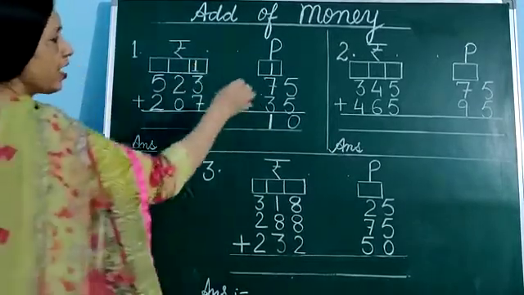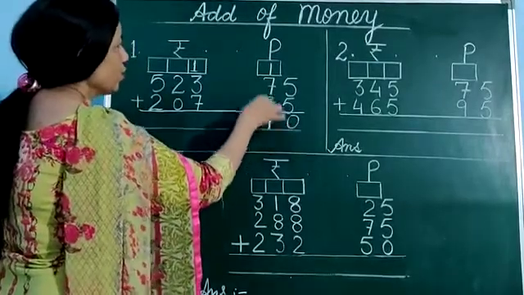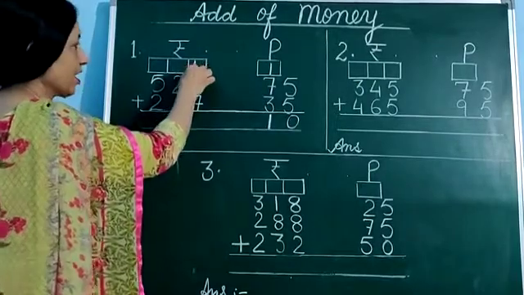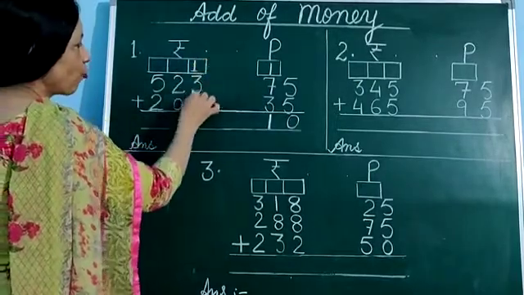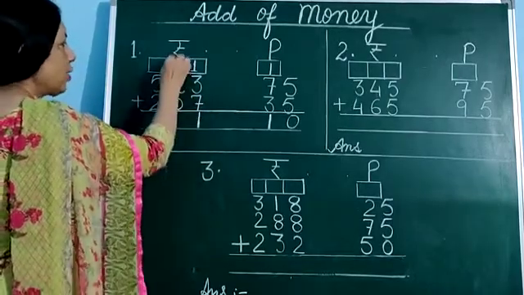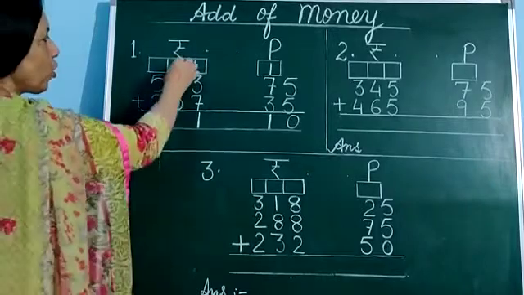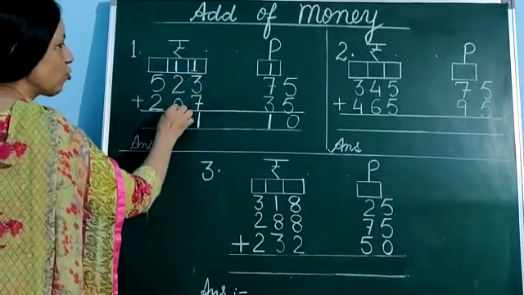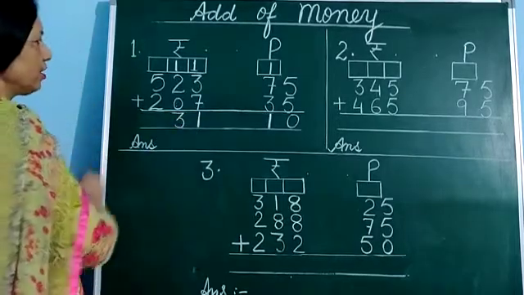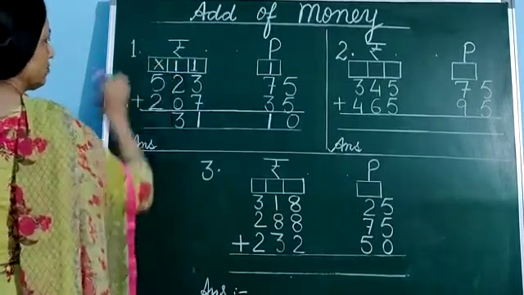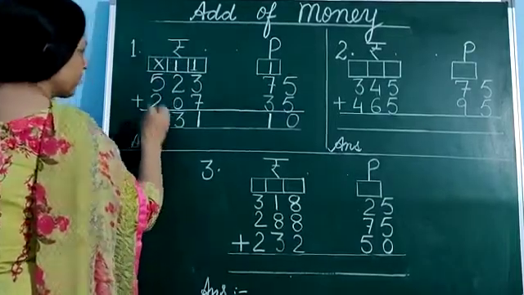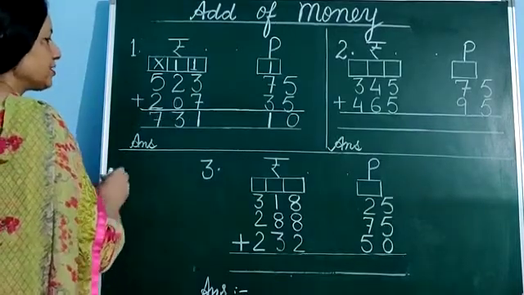It will go to this box. Clear, beta? Carryover of this will go to this box under rupees. Now 1 plus 3, 4, 4 plus 7, 11. Again 1 is here and 1 is a carryover. Now 1 plus 2, 3, 3 plus 0, 3. Now no carryover is there, put a cross in the box. Now 5 plus 2 is 7.